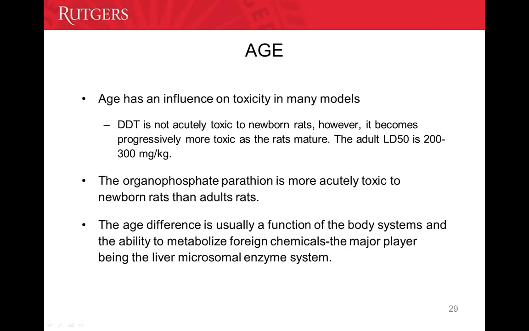Organophosphate pesticide parathion is more acutely toxic to newborn rats than it is to adult rats, so quite the opposite. So DDT is more toxic when the rat gets older, while parathion, an organophosphate, is more toxic to the younger. Both are insecticides, but one works more on the younger, that would be the organophosphate, and one works more on the mature, that would be the DDT. So the age difference is usually a function of body systems and the ability to metabolize a foreign chemical, a xenobiotic, which in this case, most of the time, happens in the liver where the metabolism takes place.